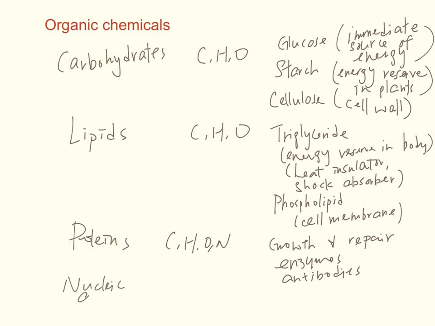Finally, we have nucleic acids. Nucleic acids are made of C, H, O, N, and P atoms. So we have DNA as well as RNA. DNA is the one that contains our genetic information, so they are the ones inside our nucleus. RNA is the one that is used for making proteins. So you have mRNA, tRNA involved in protein synthesis.